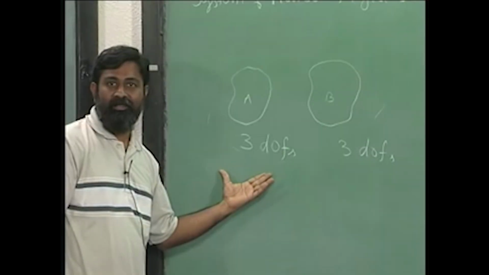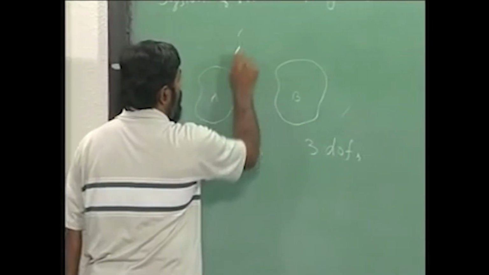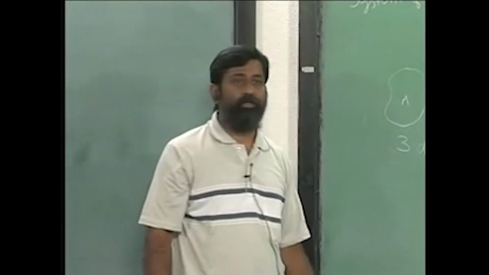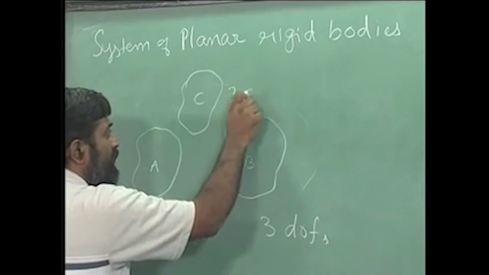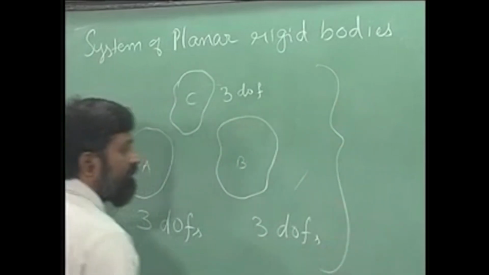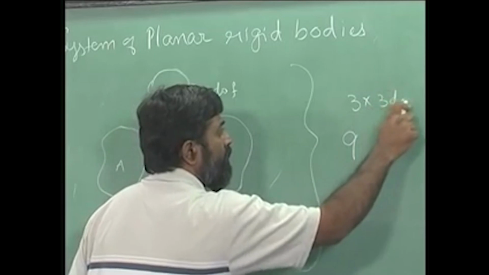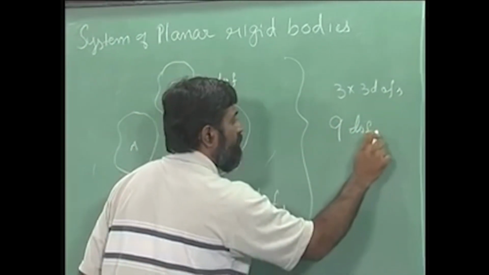Okay. Now supposing I add one more body over here, let us say C, it is easy for me to find out the total number of degrees of freedom this system constitutes, and that is nothing but I add 3 degrees of freedom more, so that this entire system will have 3 times 3 degrees of freedom, which means it is equal to 9 degrees of freedom. Okay.